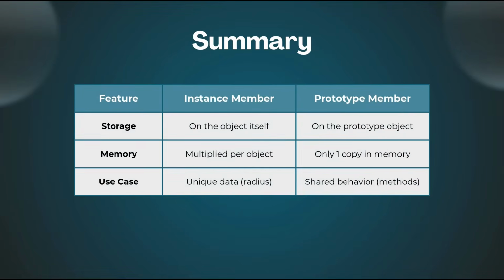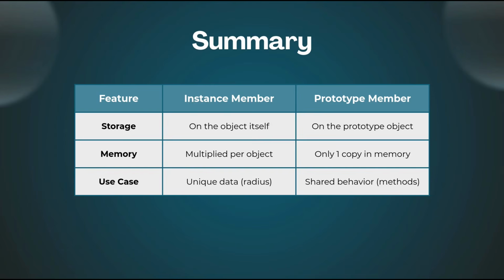Let's look at the summary. Storage. In an instance member, the storage is on the object itself. On a prototype member, it's on the prototype object. Memory. Every instance member is multiplied per object. So if you have 1,000 circles, you'll have 1,000 different radii to go with those circles. Prototype members are only one for every object. So any object that you create with that function will have only one copy of that prototype member.